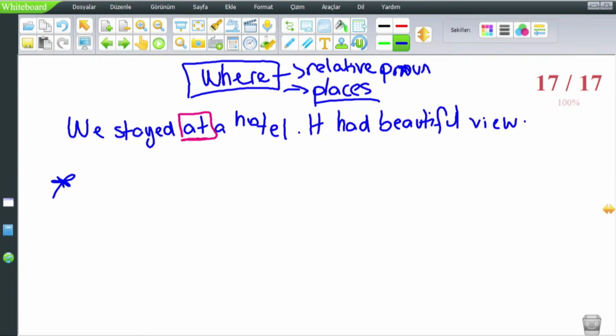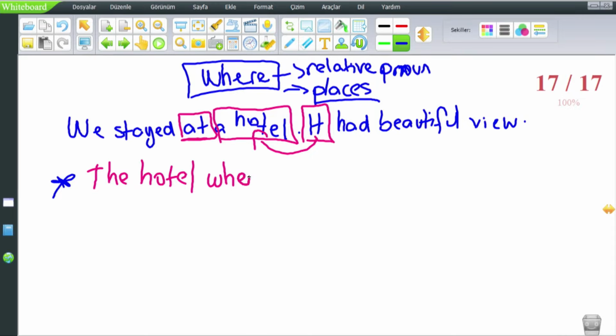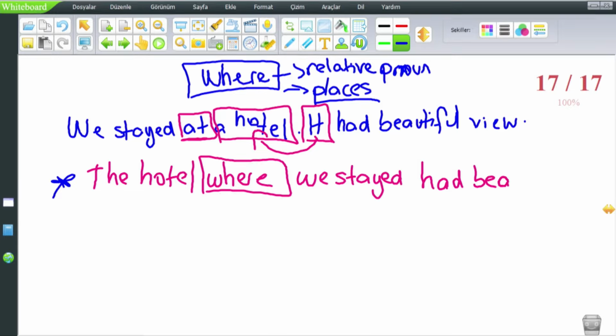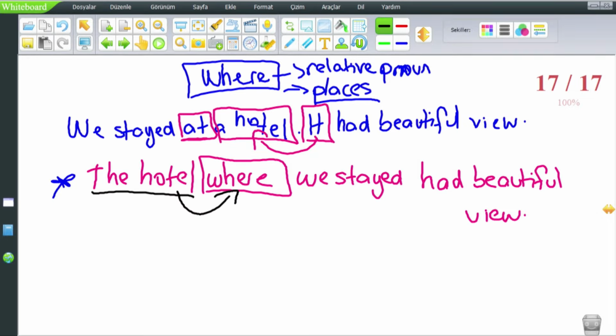The common feature of speech in these two sentences is hotel. The it in the sentence refers to a hotel. I am going to say the hotel where we stayed had a beautiful view. There are some things that you should be careful with when you're using where as a relative pronoun. I said the hotel, and right after that, the appropriate relative pronoun comes, which is where in this situation.